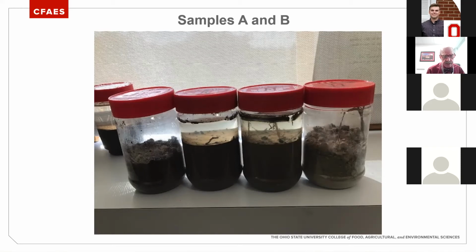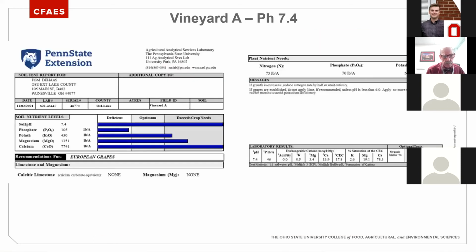But really, next slide. When we look at the soil sample for vineyard A, which was on the right-hand side of your slides, we see a pH of 7.4. Now, when I first saw this, I thought, wow, that's alarmingly high, because typically our pHs in Lake and Ashtabula County are going to be in the range of 5.5 to 6.5.